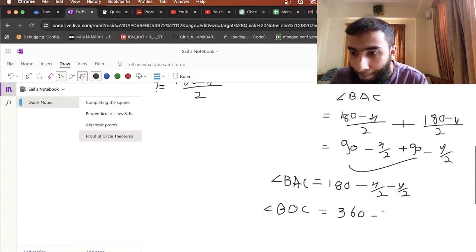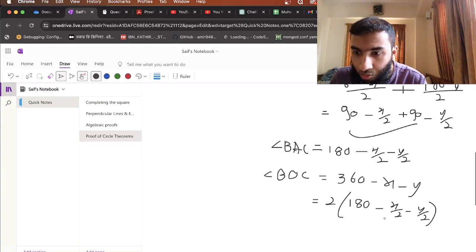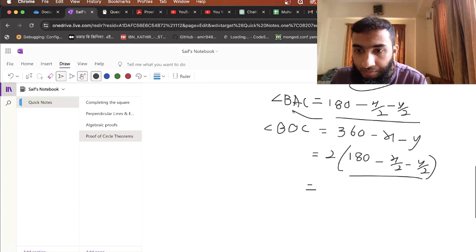Minus x plus y, or it can be written as minus x minus y. So, can we also write it as 2 multiplied by 180 minus x by 2 minus y by 2? Because 2 multiplied by this is the same as 360 minus x minus y. So what is this term? This one, which is BAC. So we can write 2 into angle BAC.